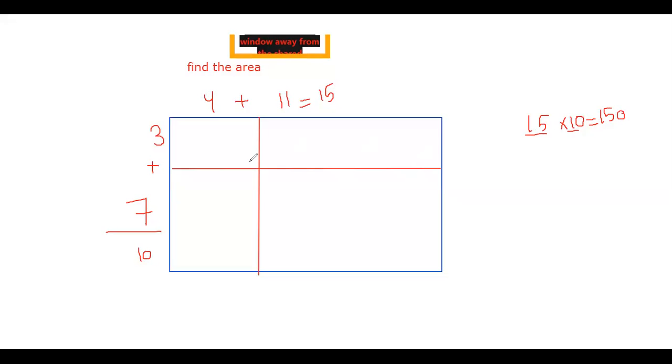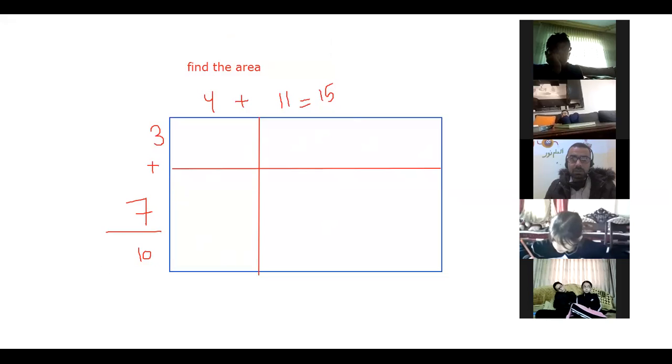Okay? So I can do it easily when we have a multiple of 10. I can multiply the non-zero digits, and then I will add the 0 left. Do you have any question about that? Everyone, do you have any question about that?